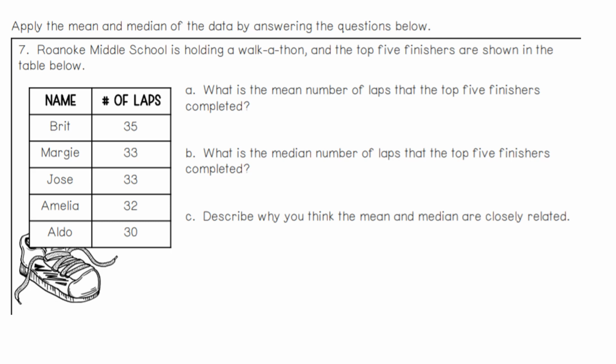Apply the mean and median to the data to answer these questions below. So number 7, Roanoke Middle School is holding a walkathon, and the top 5 finishers are shown in the table below. So they give you their names and the number of laps. A says, what is the mean or the average number of laps that the top 5 finishers completed? So mean is the same as average. So you want to add the series of numbers together.